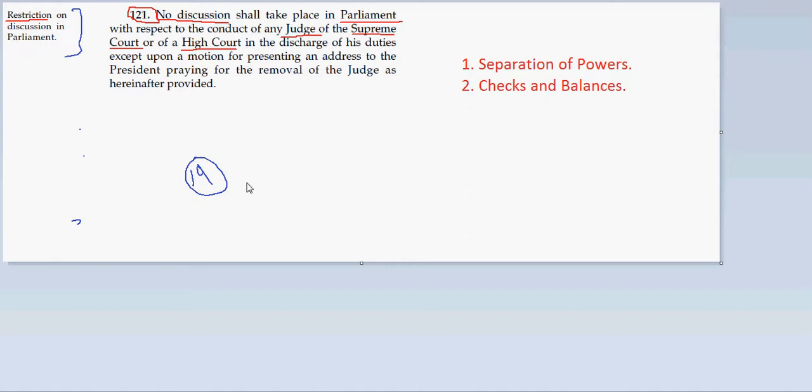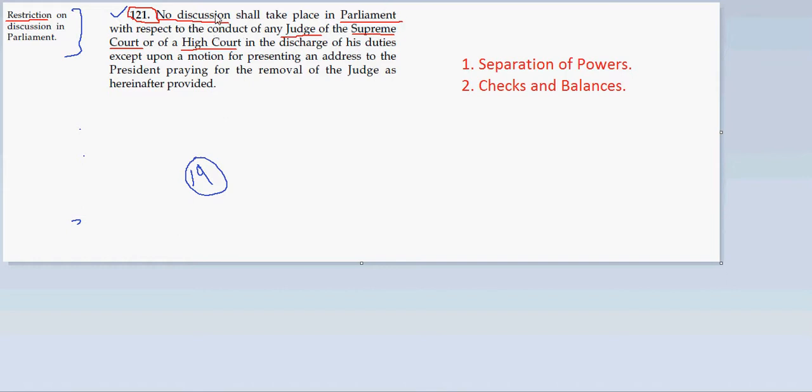But there is no such restriction on members of parliament. Members of parliament can discuss anything without any restriction whatsoever. Even the restrictions that are mentioned in Article 19 on freedom of speech will not apply for any discussion in parliament. But only one restriction is applied, and that restriction is mentioned in Article 121.